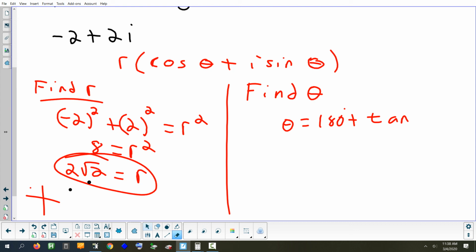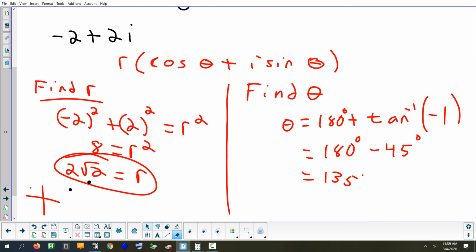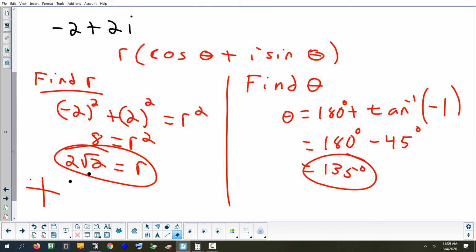I was just going to do it in degrees. So 180 plus inverse tangent of y over x. Which number there is y? 2. And which number is x? So y divided by x in this case just comes out to negative 1. If you type in inverse tangent of negative 1, you will get negative 45. You just type it in, that's what the calculator will tell you. And what's 180 minus 45? 135. There's your angle.